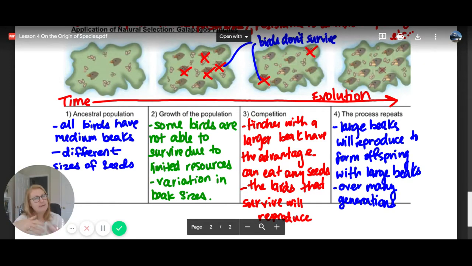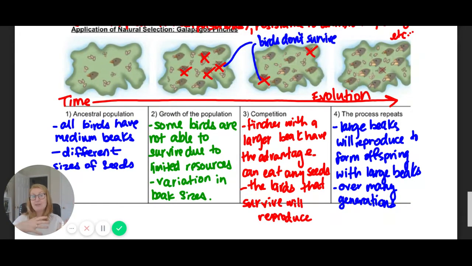So we'll see more examples of this as we continue on, but this is one of the most famous examples, mostly because it's one of the first ones that Darwin actually documented of natural selection. So again, this whole thing is showing the process of natural selection that leads to evolution of the population.